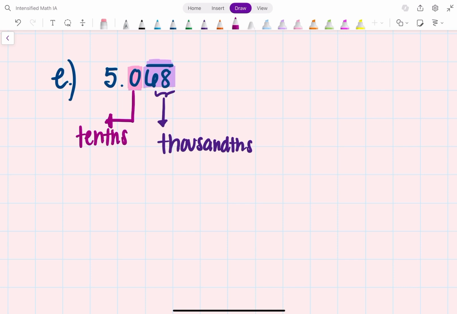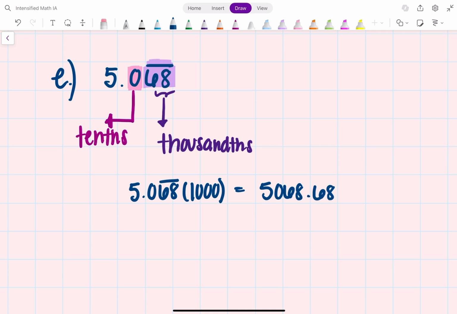I could probably also look at it that both of these are not repeating. But once again, I'm going to be focused on the one that is towards the end, the last one that's not repeating, which is a 0. So let's start with our work here. I have my decimal of 5.068, where the 68 is repeating. We're going to multiply that by 1,000. If we multiply that out, that's going to give me 5,068.68, where the 68 is repeating.